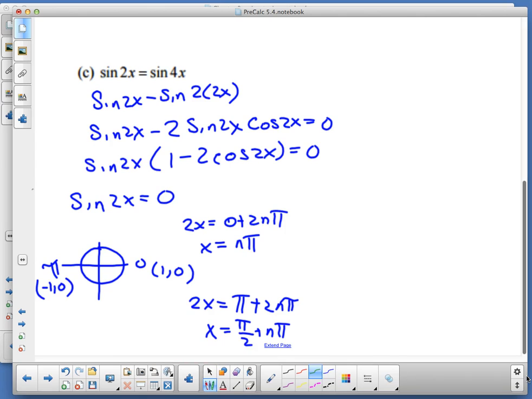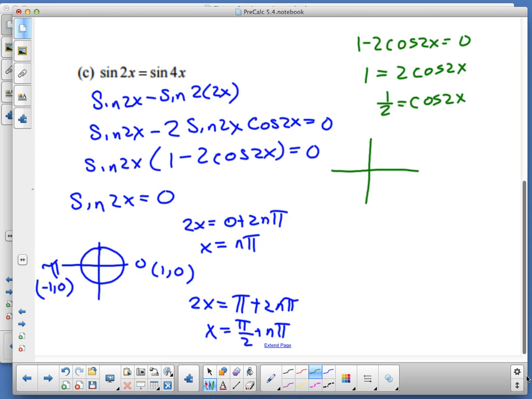The next one, I'd be talking about the idea of 1 minus 2 cosine 2x equals 0. And this is when 1 is equal to 2 cosine 2x. So 1/2 is equal to cosine 2x. So when is cosine 1/2? And cosine is 1/2 up here, as we go through, at pi over 3, where I've got my cosine there, and I've got 5 pi over 3 down here. Excuse me, 5 pi over 3.